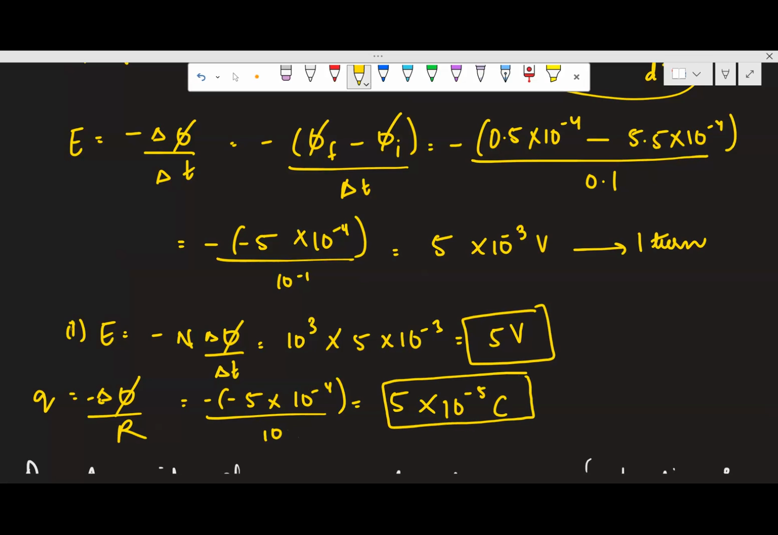So this is the first part for the voltage. This is the second part for the charge. Got it?